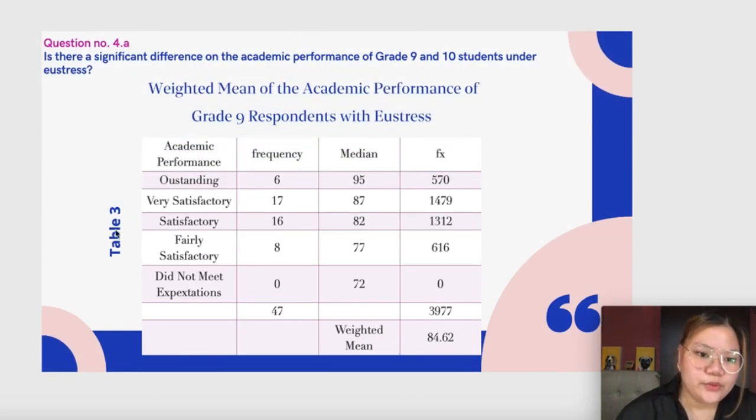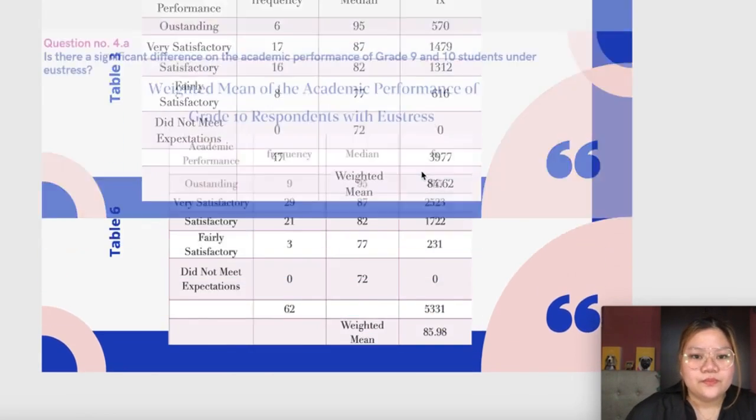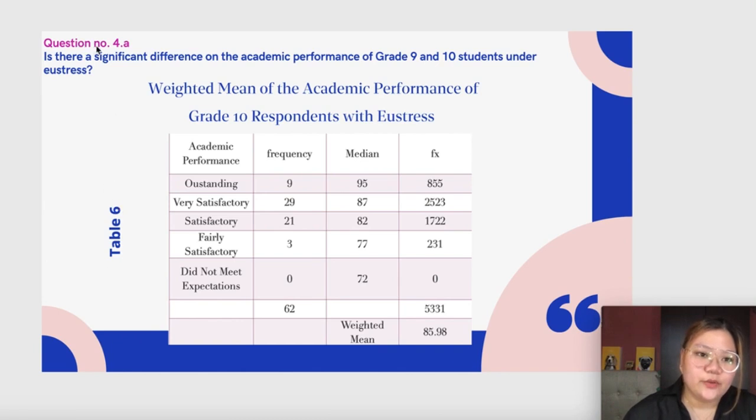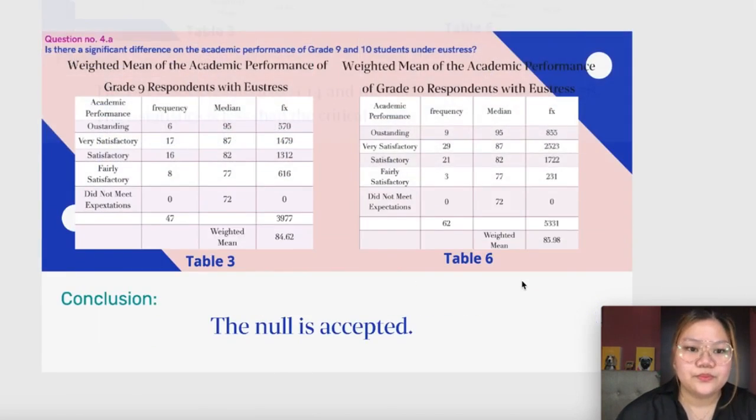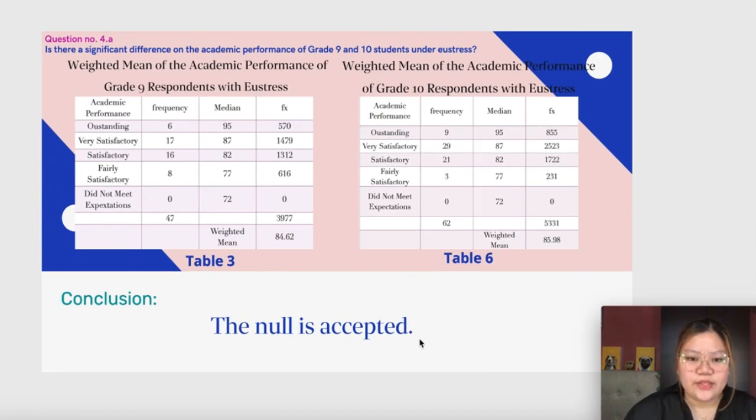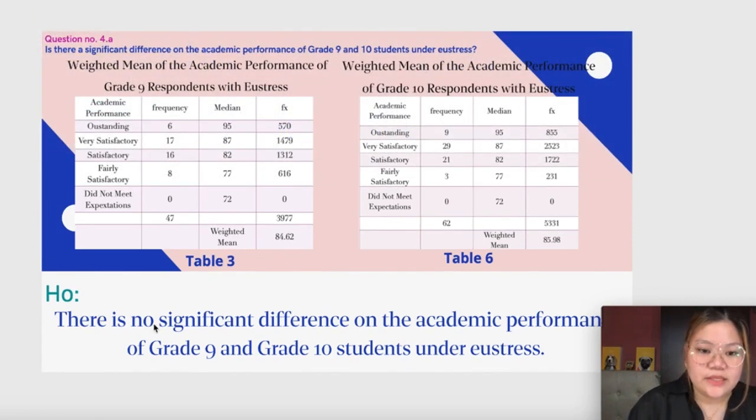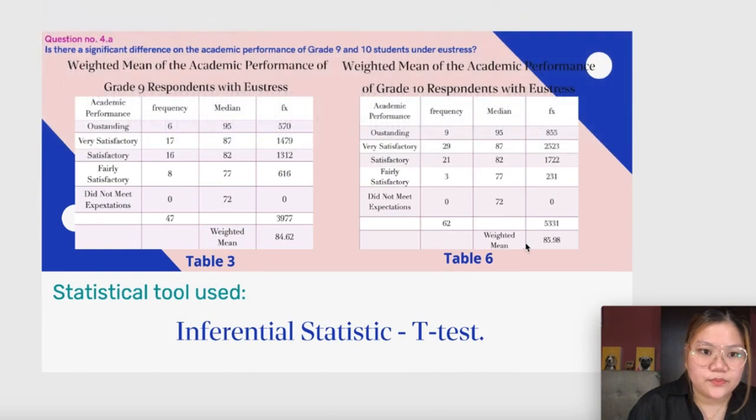For question 4A, we use table 3, weighted mean of the academic performance of Grade 9 respondents with eustress. We also use table 6, weighted mean of the academic performance of Grade 10 respondents with eustress. For the findings, the test statistic resulted to negative 1.14 and the critical value resulted to 2.78. The test statistic is less than the critical value. In conclusion, the null is accepted: there is no significant difference in the academic performance of Grade 9 and Grade 10 students under eustress. The statistical tool used for question 4A is the inferential t-test.